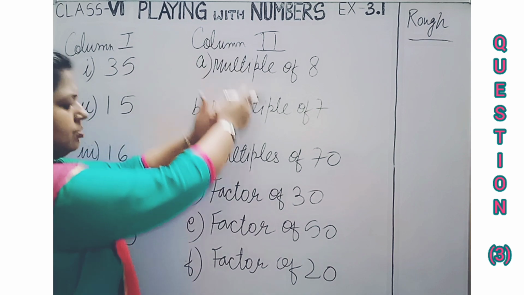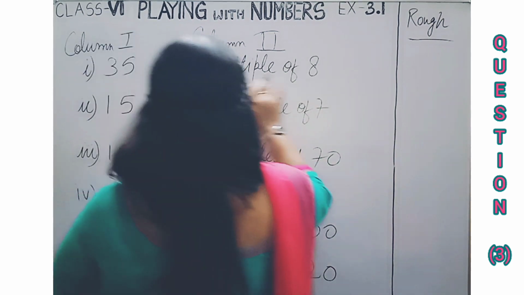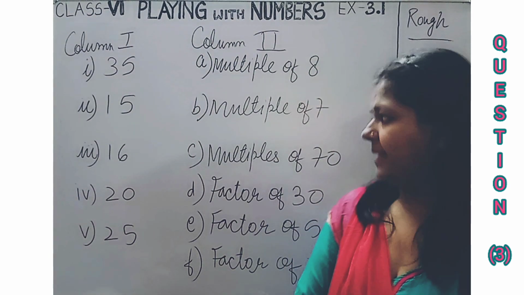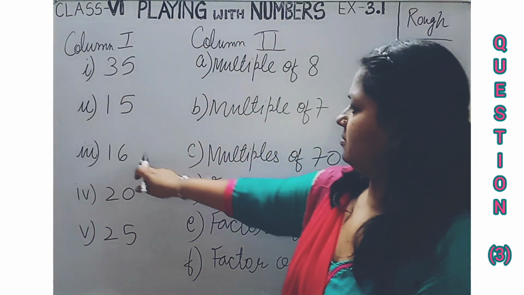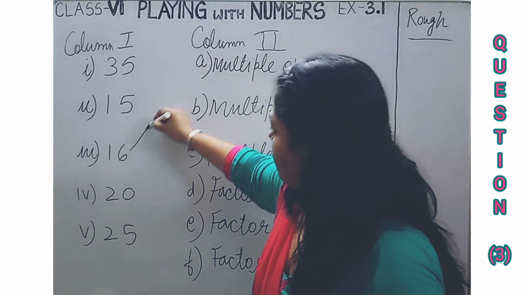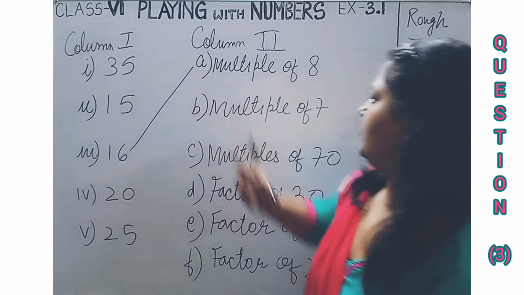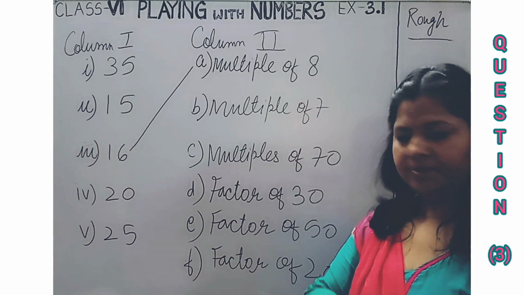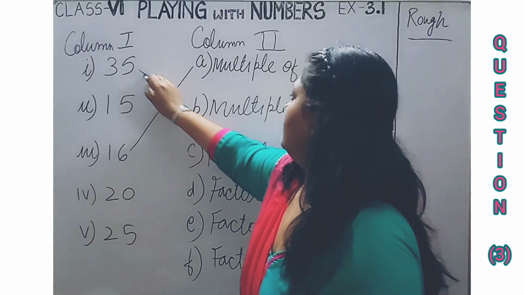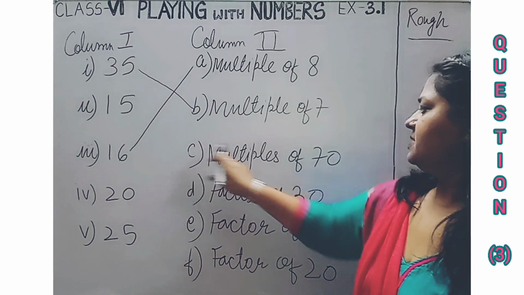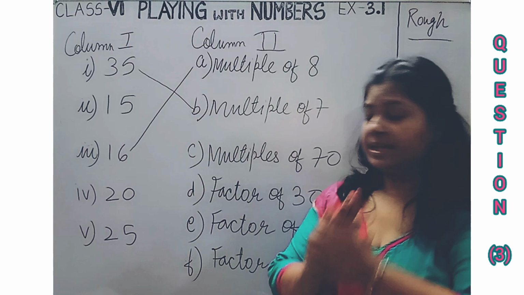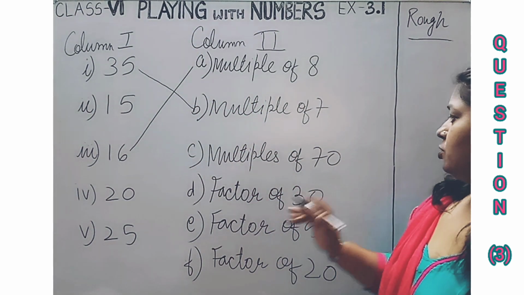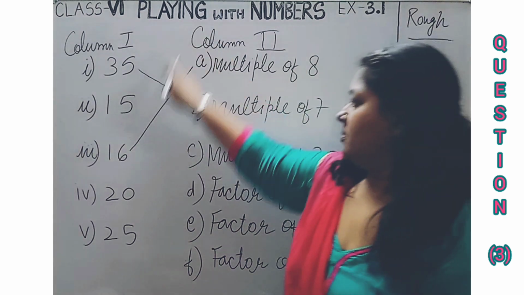So first we will go to the second column. See, multiple of 8. Here multiple of 8 means we have to read table of 8. So 8 twos are 16 here. So answer 3 will go with A. Now multiple of 7, table of 7, 7 twos are 14, then 21. So 35 will go there. C part is multiples of 17. Here we can see that in first column there is no number which is greater than 70. So 70 will not be part of this column.